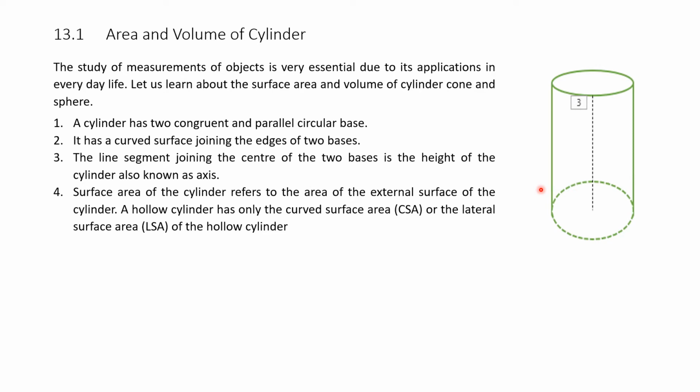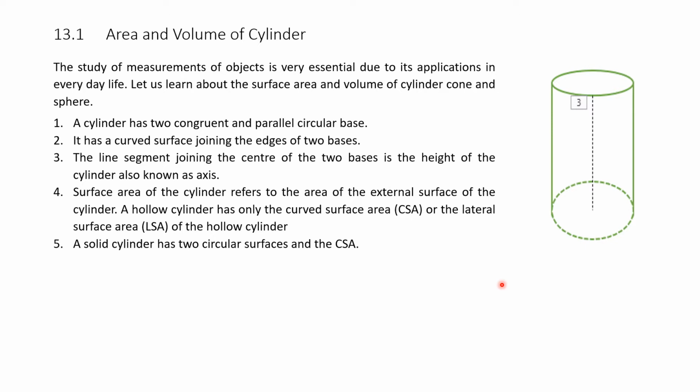Surface area of the cylinder refers to the area of the external surface of the cylinder. There can be two cases, a hollow cylinder and a solid cylinder. A hollow cylinder has only a curved surface, the outer area, called the curved surface area or the lateral surface area of the hollow cylinder.